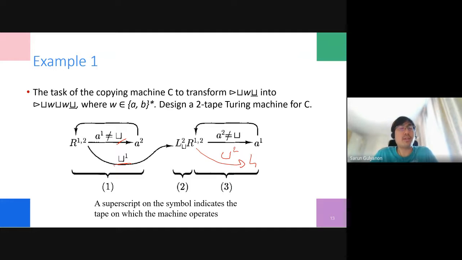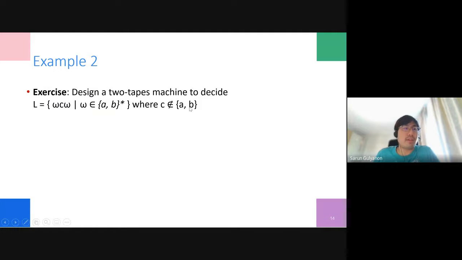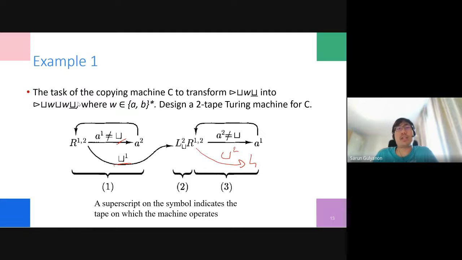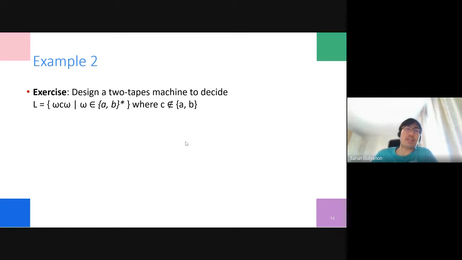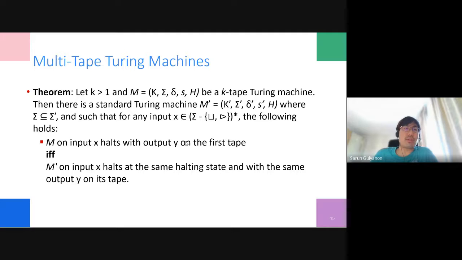So as long as you don't see the letter C, that is fine, because here they want you to build a machine that creates a copy of the string and separates it by a symbol C. So basically you can build it just like what you see here. Just change a few symbols, and then you're good to go. So that is the two-tape machine.